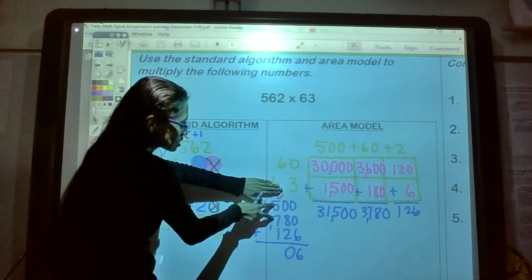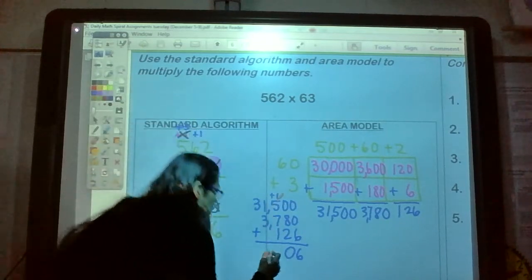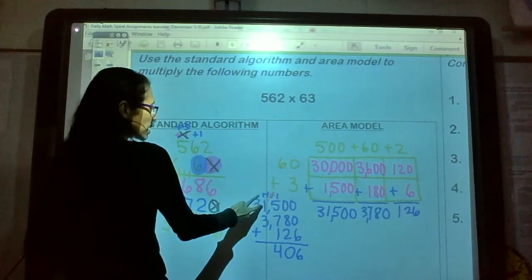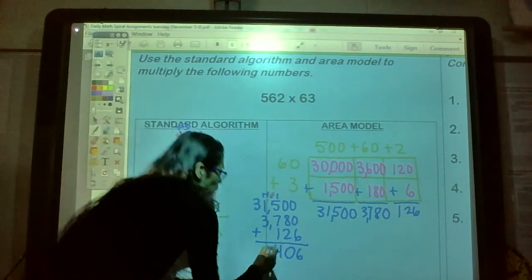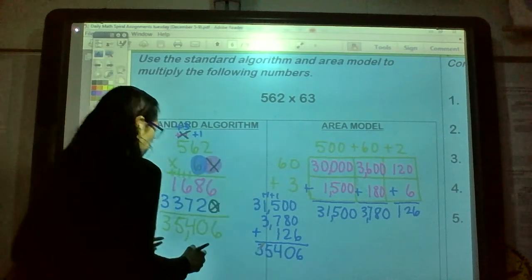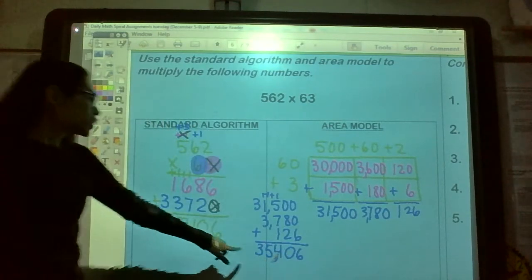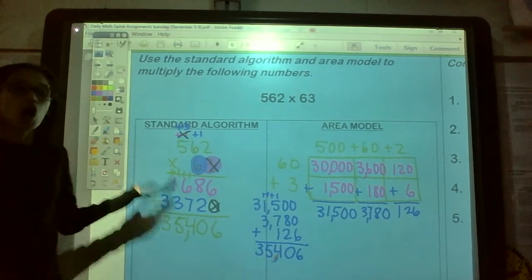Or we can do 5 and 7 is 12. And then that's 13 and then 14. Either way, write your 4 plus 1 up top. 1 and 1 is 2. Plus 3 is 5. Or 3 and 1 is 4. Plus 1 is 5. And then that 3 is by itself. Put the comma. 1, 2, 3. Oh, look. 35,406. Oh my gosh.